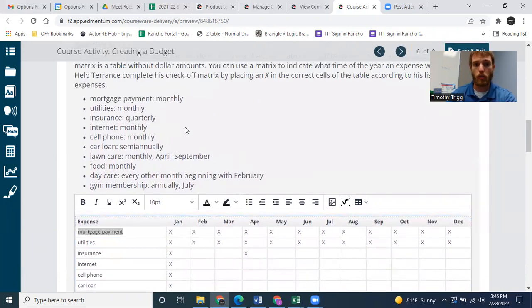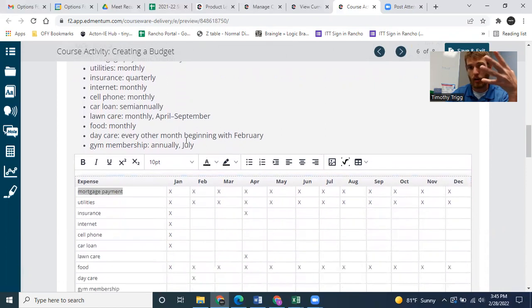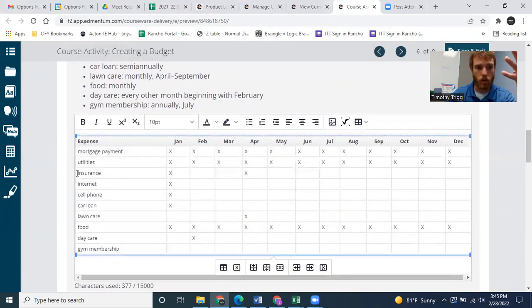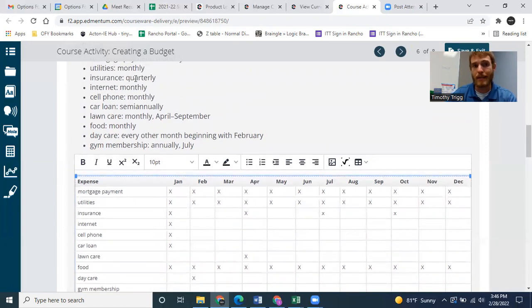For insurance, quarterly. So he only pays that 4 times in the year and they're spread out. So the first one for insurance is in January. 3 months later, he has to pay it again, April. 3 months later, he has to pay that again. So we're going to put an X right here. Okay. Quarterly means there's 4 payments throughout the year. Okay. And they're evenly spaced. You can see X, space, space, X, space, space, X, space, space, X, space, space. Okay. And then the next year. So quarterly payments, again, that means 4 times, 4 payments throughout the year, basically 1 per season. Okay.